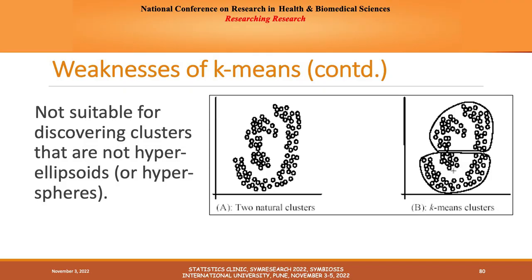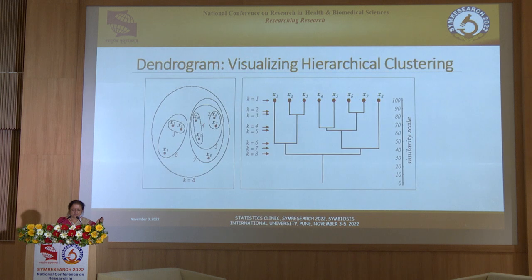So you can go through them. What happens when you have clusters which are of this type? Then you see your K-means will not work. It will give you nonsense clusters, okay? So there are situations where you have to use your judgment.